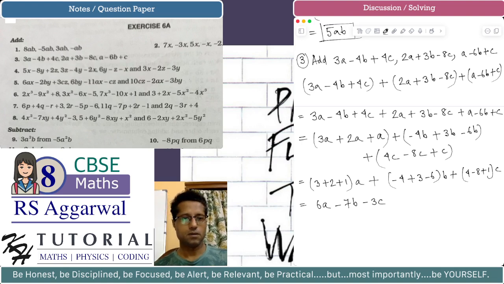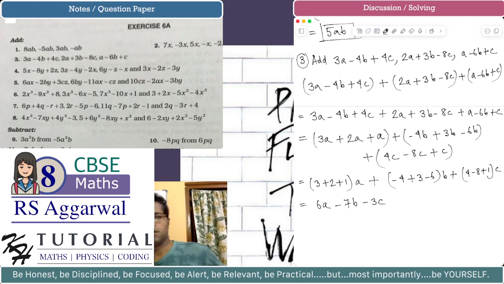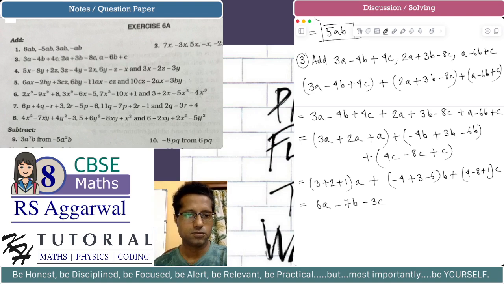Okay, let's do the next problem. When you are adding algebraic expressions, you first group all the like terms and you add the like terms, and you keep the unlike terms unchanged. If there are unlike terms, you leave them as they are. Let's do problem 6.